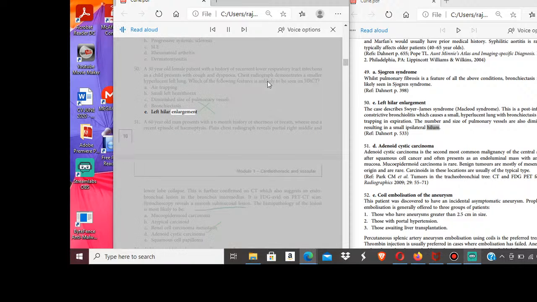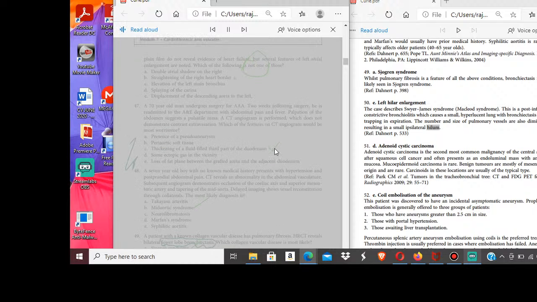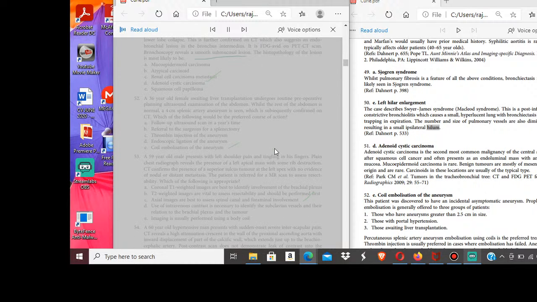51. A 60-year-old man presents with a 6-month history of shortness of breath, wheeze and a recent episode of hemoptysis. Plain chest radiograph reveals partial right middle and lower lobe collapse. This is further confirmed on CT, which also suggests an endobronchial lesion in the bronchus intermedius.